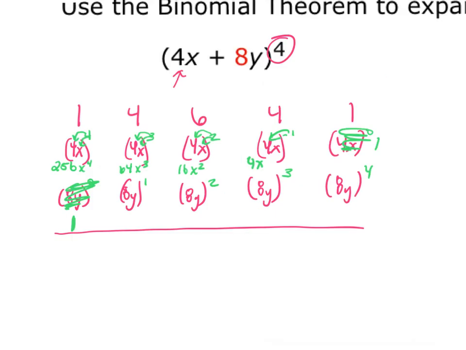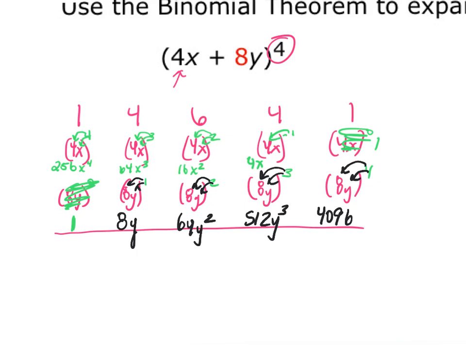All right, now I'm going to do the next row. And I'm going to say this 1 goes to both, so this is 8y. This 2 goes to both, so it's 64y squared. This 3 goes to both, so 8 cubed is 512y to the third. And this 4 goes to both, so 8 to the fourth is 4096y to the 4th. Numbers are big, but that doesn't matter. You guys have a calculator.